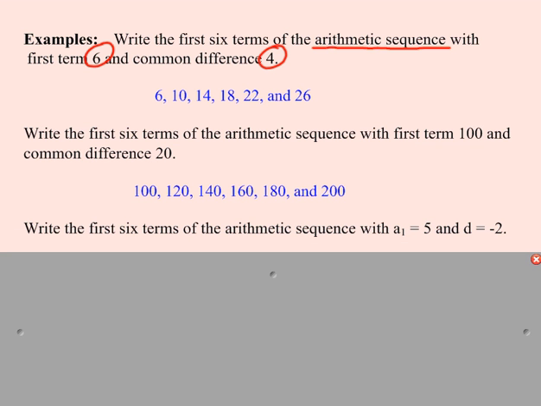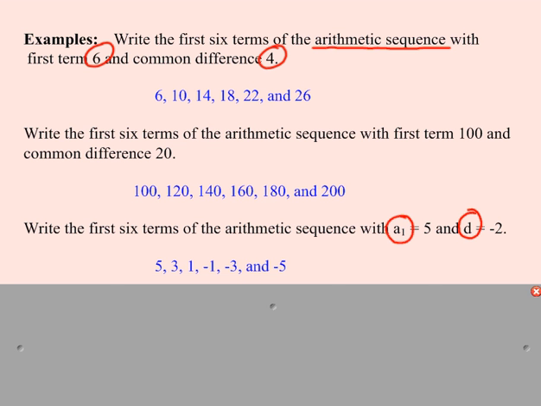Our next example says write the first 6 terms of the arithmetic sequence with a sub 1 equaling 5 and d equaling negative 2. Now you have to remember from the previous slide, a sub 1 is the first term of the sequence and d is the common difference. So d is the number we're going to add on each time. So if we started with 5 and we added on negative 2, that would give us 3. Then we add on negative 2 again, that would give us 1. Then negative 1, then negative 3, and then negative 5.